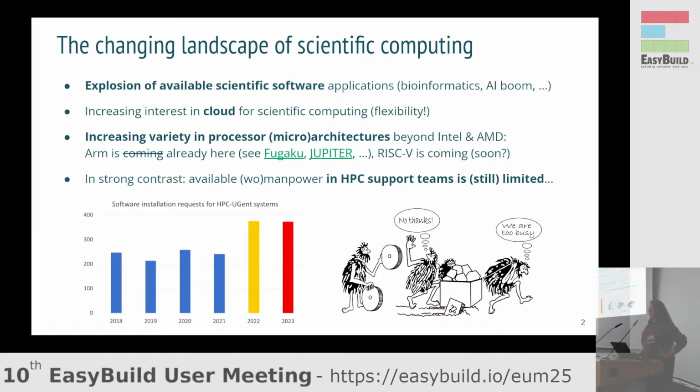In contrast to that, HPC teams are still rather limited. So there's an increasing demand, but the people who are working on it are still the same. Here we see a slide of the software requests that we get at Ghent University. In 2024 it was even higher than in 2022 and 2023; it's growing.